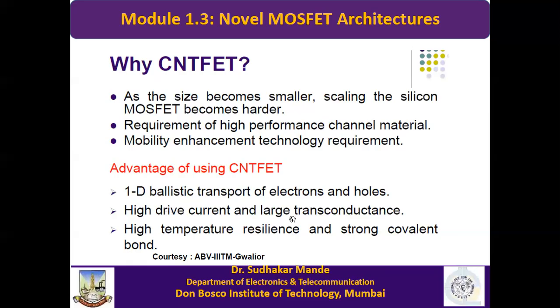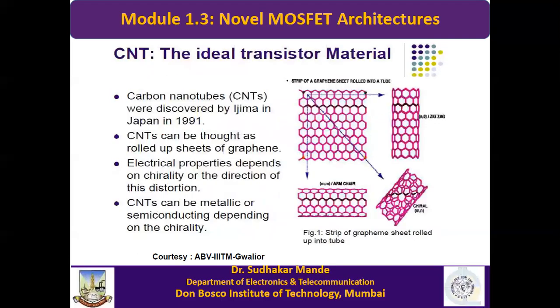So that is the reason for high drive current and large transconductance. And carbon nanotube is very robust. Basically, carbon material is very robust. So therefore, it will give us better performance at very, very high temperature. Why? Because covalent bonds are very strong. You might have heard that carbon material is very strong. Now, what is the ideal material?